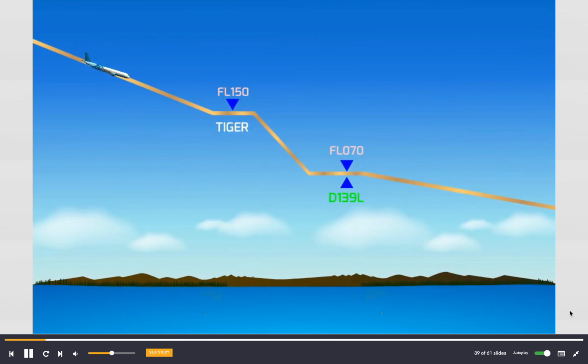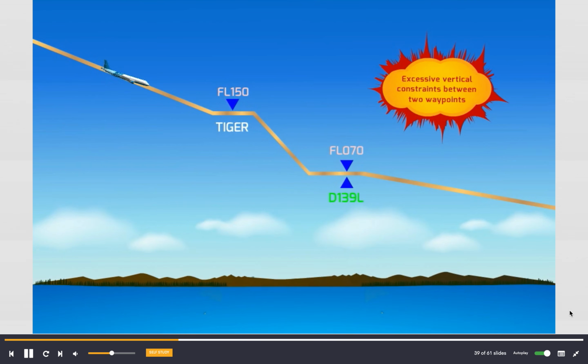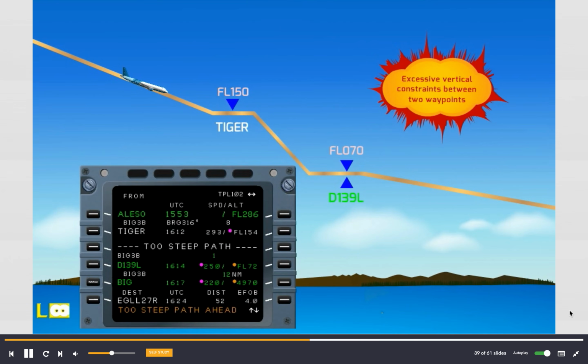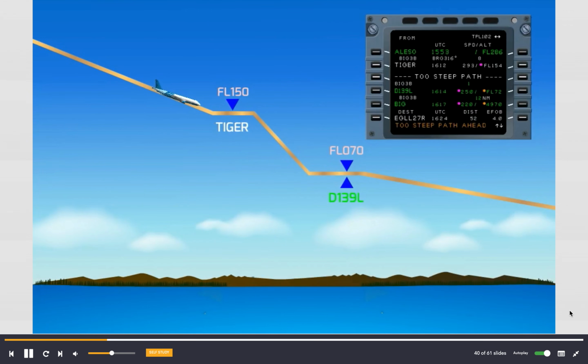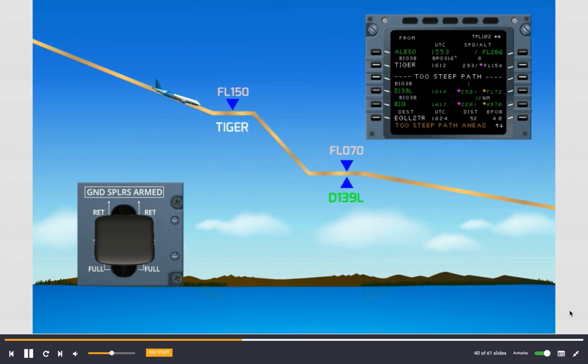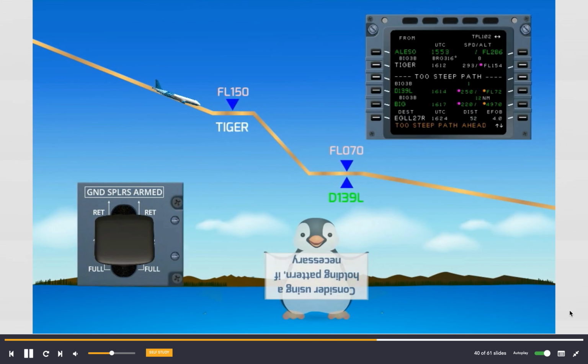Within 150 nautical miles of the destination, if an excessive vertical constraint between two waypoints is detected in the computed profile, the MCDU shows the too steep path ahead scratchpad message. On the flight plan page, too steep path shows the corresponding leg. If required, extend the speed brakes before the more drag message is displayed. You should consider using a holding pattern if necessary.